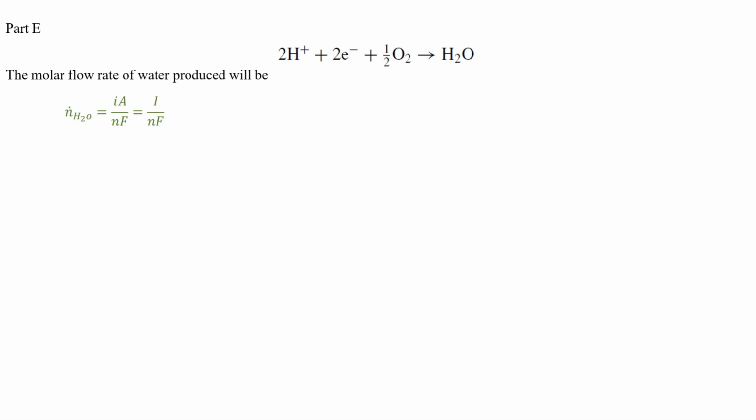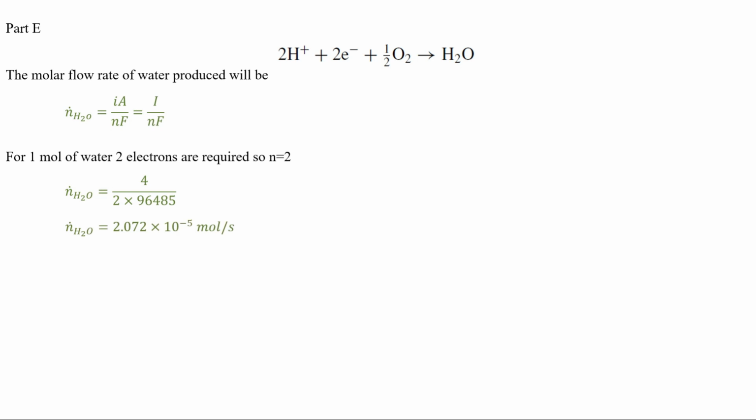For water, 2 electrons are involved. So again for water, the value of n is 2. By just substituting I equals 4, n equals 2, because for 1 mole of water generation 2 electrons are involved, and F being the Faraday constant, the molar flow rate of water comes out to be 2.072 × 10^-5 mole per second. This is the molar flow rate of water produced.